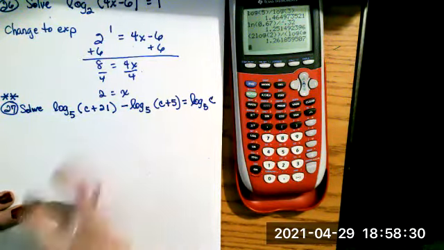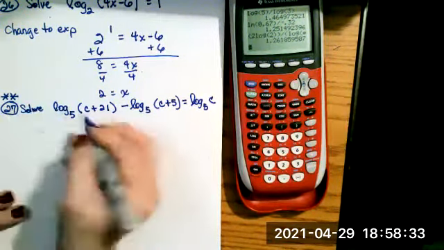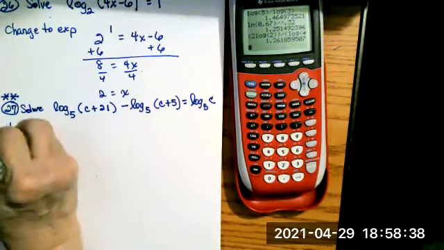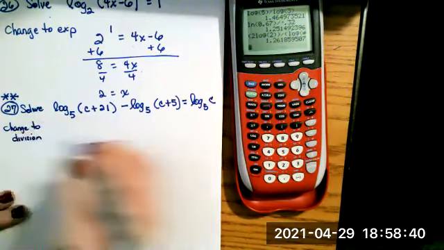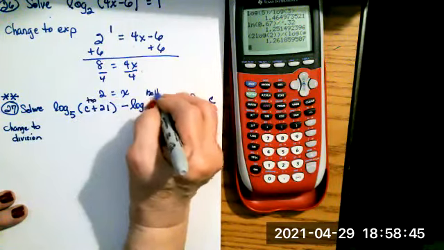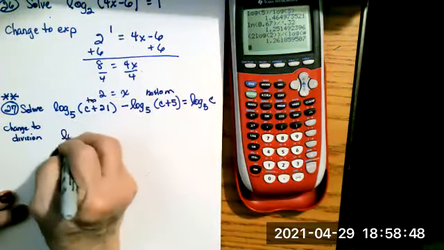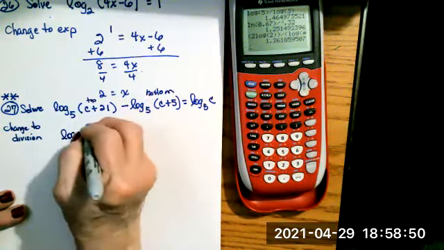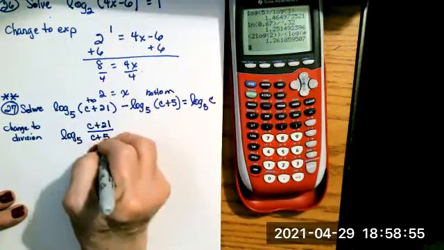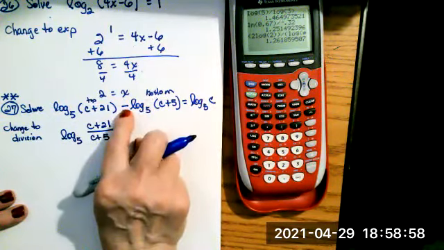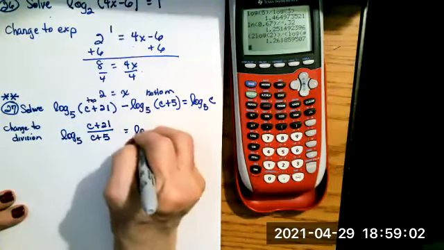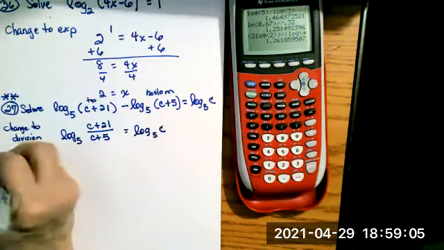So this subtraction right here, you want to change to a division problem because it was subtraction there. This is the top and this is the bottom. So I'm going to write log base 5, and on the top I'm going to put c plus 21, and on the bottom I'm going to put c plus 5, because that's what that minus does. It moves this log number down here to the bottom. Equals log base 5 of c.